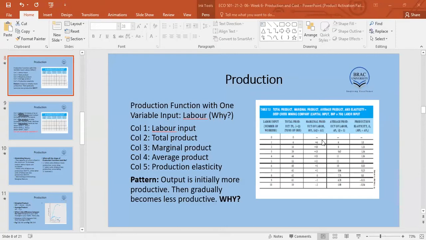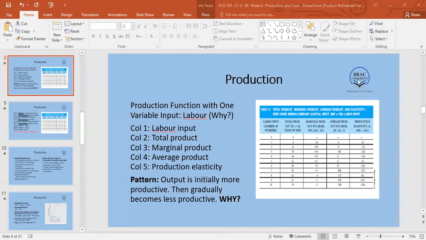Now look over here. Initially, your marginal productivity is increasing up to how many units? Up to 4 units. See, the first unit adds 6 units. Second unit adds how much? 10 units. Third unit adds 13. Fourth unit adds 15, etc. And this is also increasing the average productivity of labor. But after 4 units, marginal productivity starts to fall.